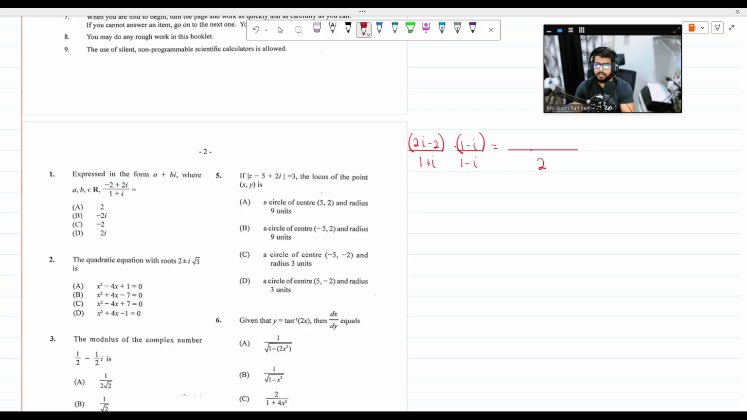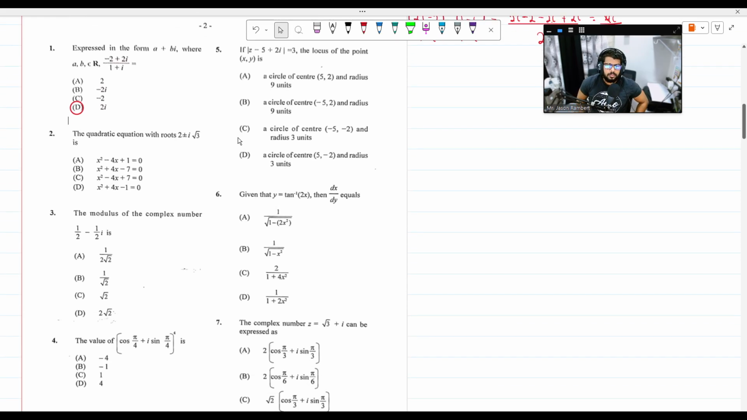I'm going to multiply 2i minus 2 by 1, which is 2i minus 2, and then 2i minus 2 multiplied by minus i, which is minus 2i squared plus 2i. Cool. So 2i plus 2i is 4i, minus 2i squared is going to be minus 2 into minus 1, which is positive 2. Minus 2 plus 2 is 0, so 4i over 2. And I'm going to get just 2i. So number 1, D is the answer.